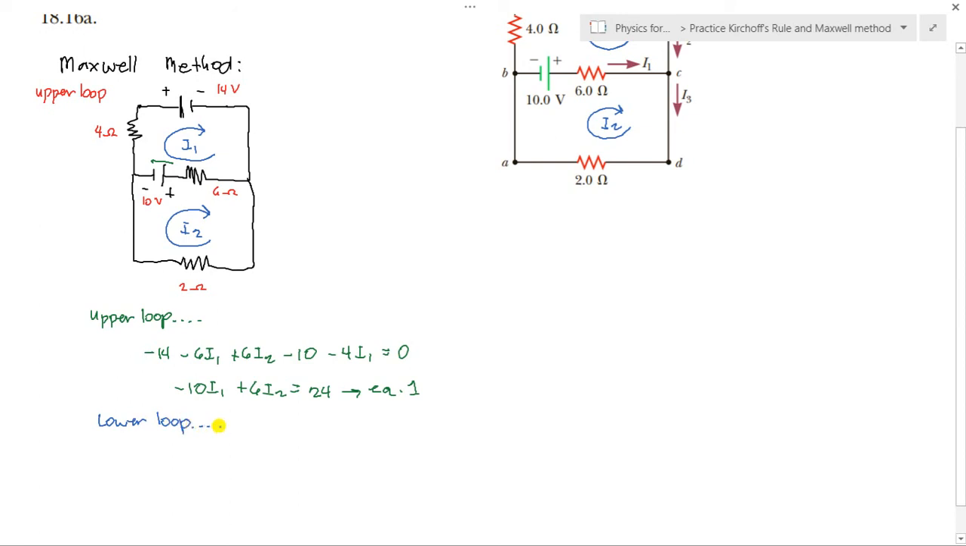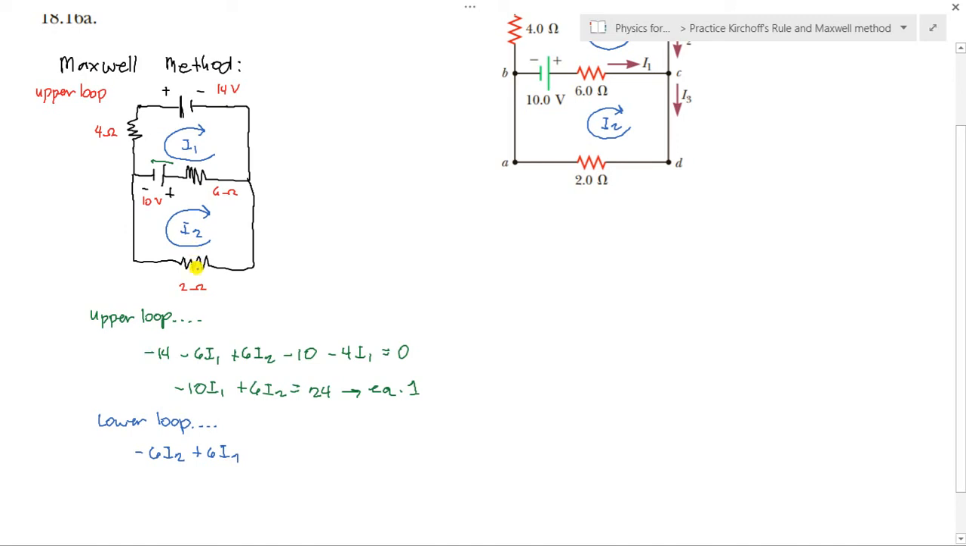At the lower loop, we first meet the 6 ohm resistor. With this direction of I2, there is a voltage drop, so we have negative 6 I2. However, I1 also interacts in the opposite direction, so we have a voltage increase, which is opposite. So that is plus 6 I1.